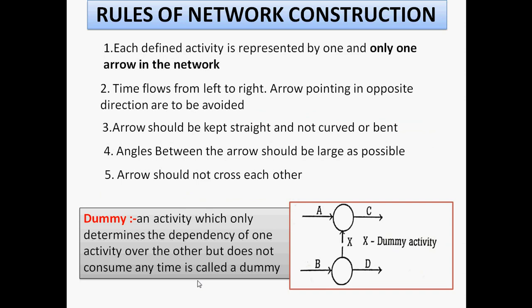Here each activity should be written in an arrow format. Then time flows from left to right. This is the rule actually. So when you are forming the network construction, time flows from left to right. Also the arrows should be straight and not in curved shapes. Then the angle between the arrows should be as large as possible. The next is that arrows should not cross each other. These are important terms. So these are the 5 points we require for construction.